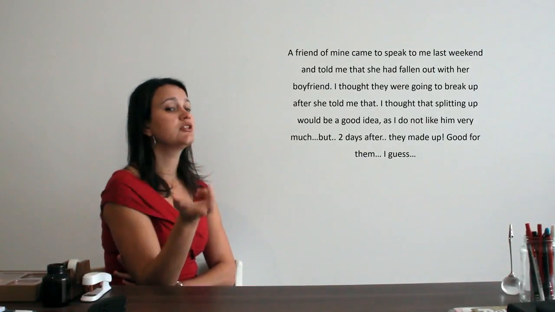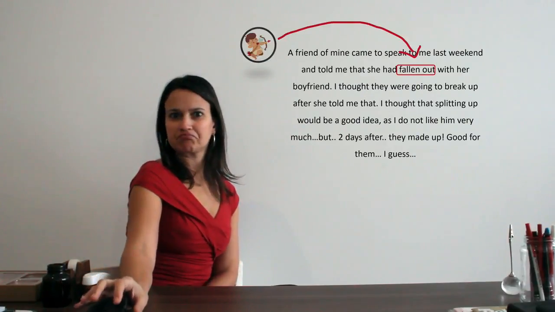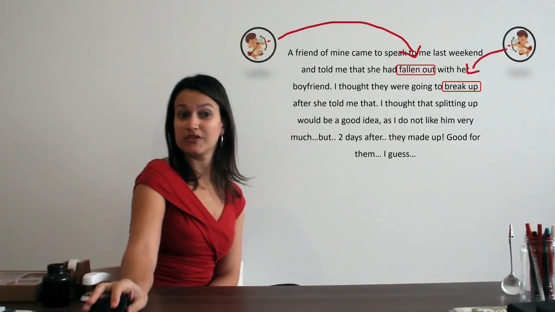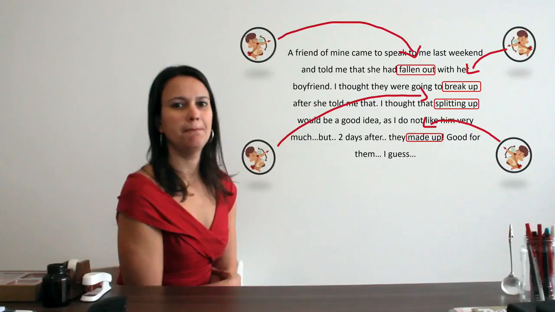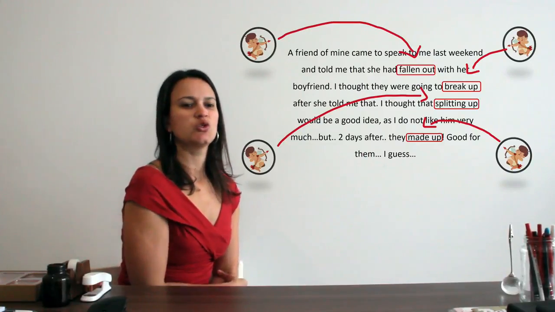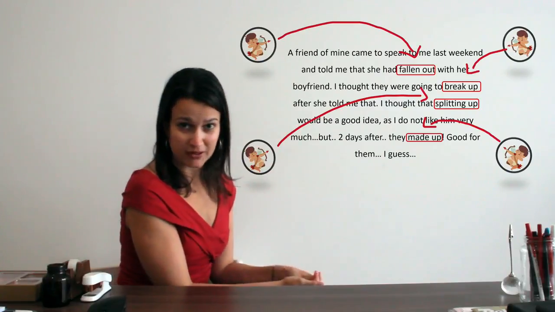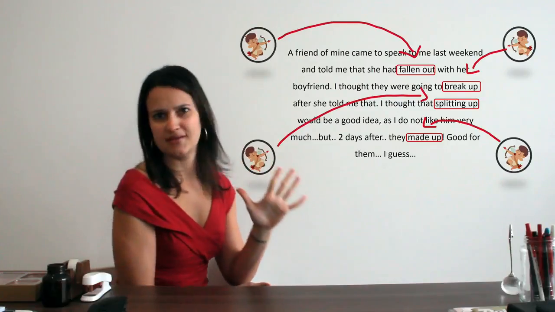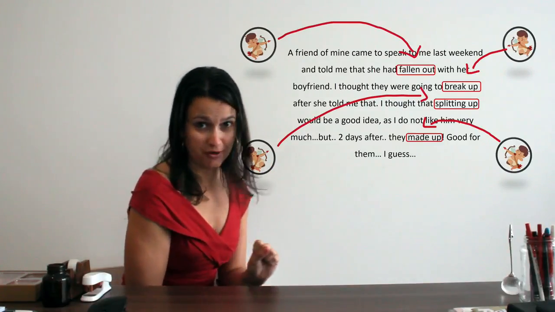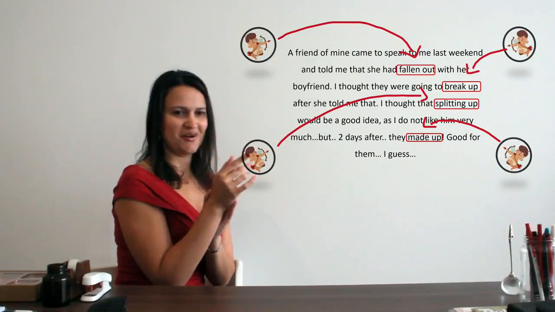Yeah. So the first phrasal verb is to fall out. The next one was to break up. The other one, split up, and the other one, make up. So all of these, we're going to deal with today. And based on these phrasal verbs, I will tell you 5 amazing tips that will help you never forget them again. So let's start.